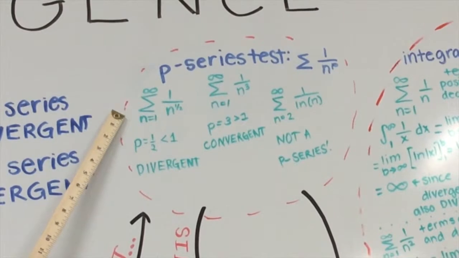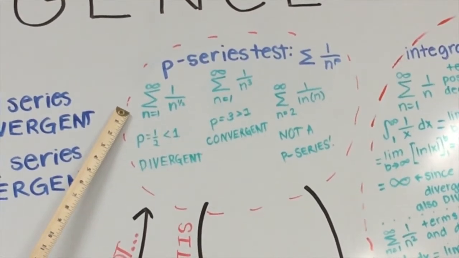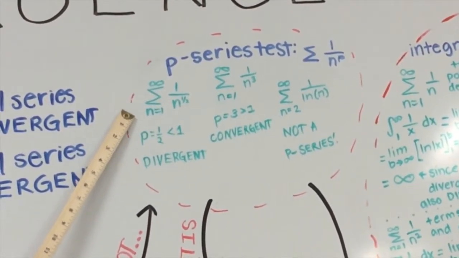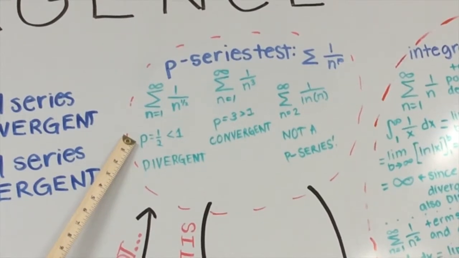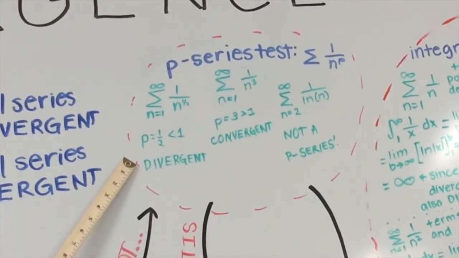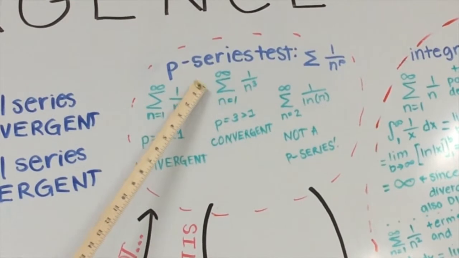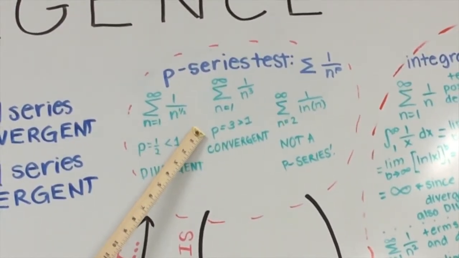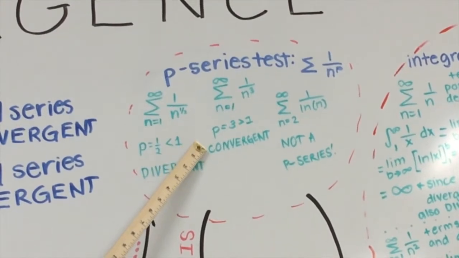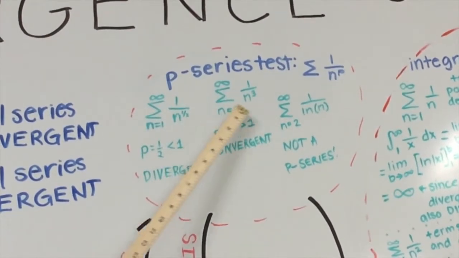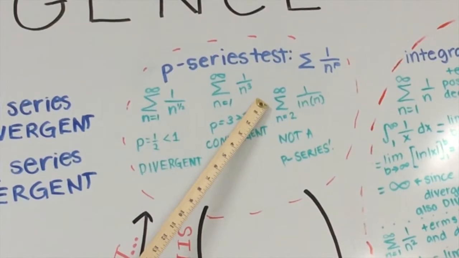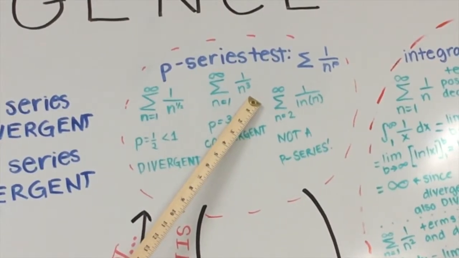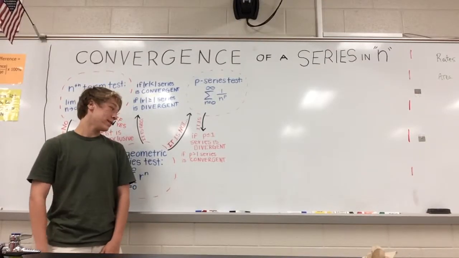For the first example, summation from 1 to infinity of 1 over n to the 1/2, p is equal to 1/2. Since 1/2 is less than 1, our series is divergent. For the second example, it is also a p-series with p equal to 3. Since 3 is greater than 1, the series is convergent. For the final example, this is not a p-series, so the p-series test does not help. If it is not in the form of a p-series, try this.